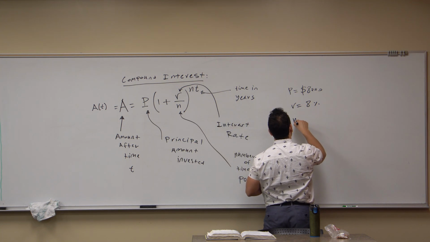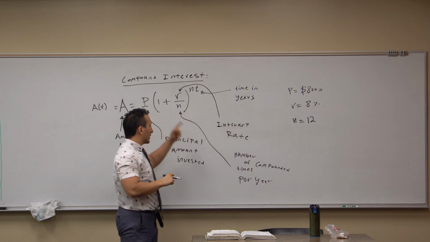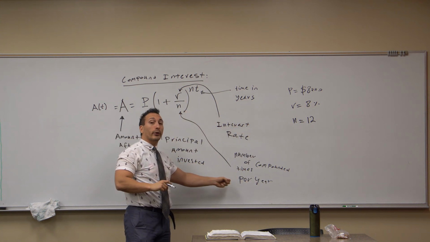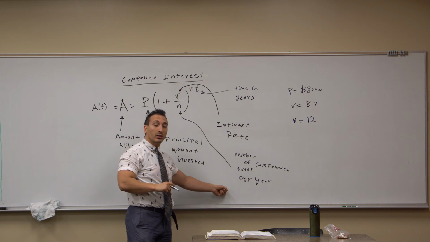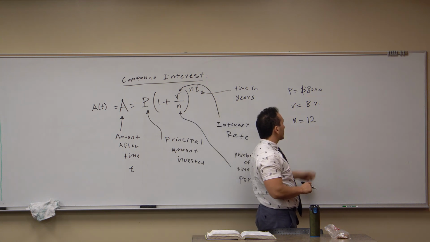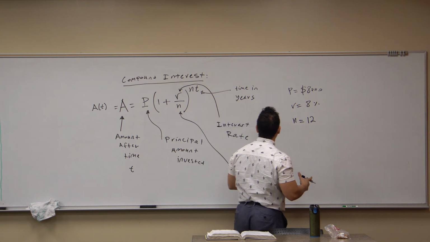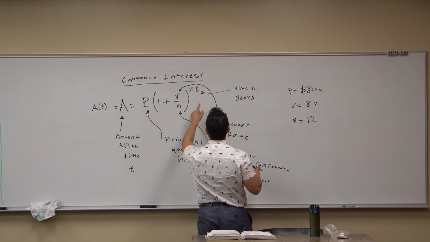Compounded monthly means our N is equal to 12. Because, recall, N is the number of times compounded per year. If it's compounded monthly, there's 12 months in a year, so it's compounded 12 times. So we'll set N equal to 12. Now, we basically have all of the information. We know P, we know R, we know N.